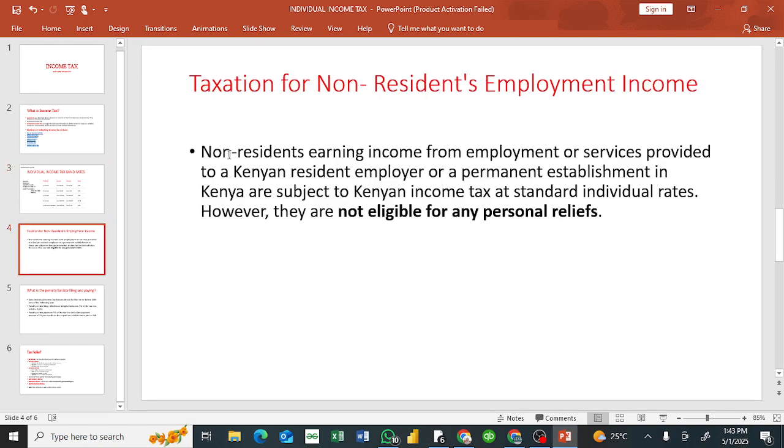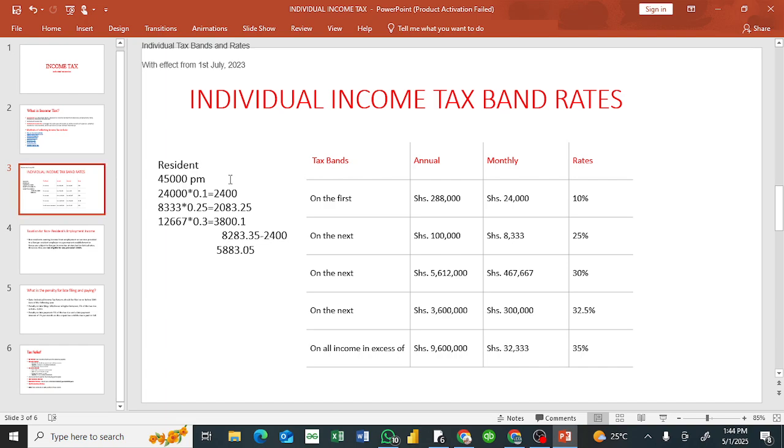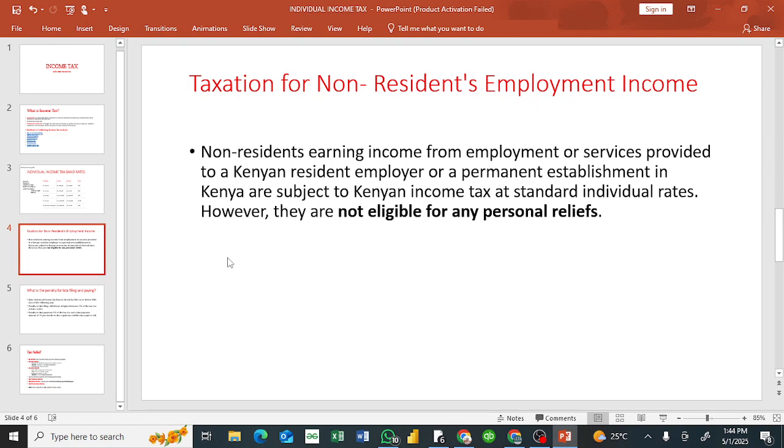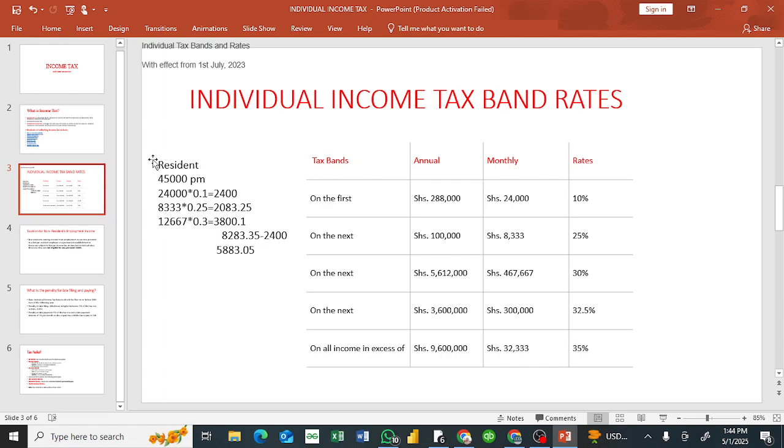Taxation of non-residents' employment income: non-residents are also taxed at the same rates as residents. They are also taxed using these rates. But remember, non-residents are not eligible for any reliefs, whether personal relief or insurance relief. Let us take an example.